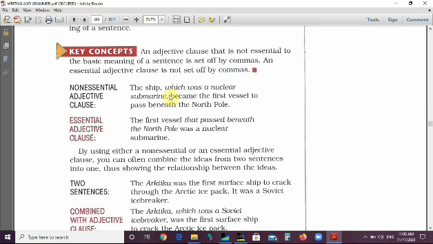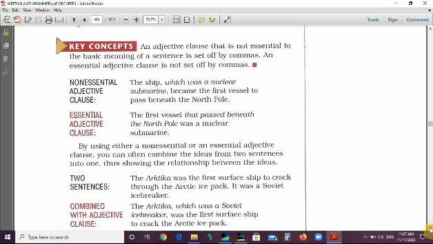Let's look at the first example. The ship Nautilus, which was a nuclear submarine, became the first vessel to pass beneath the North Pole. Here, this information can be deleted without affecting the meaning, so it's non-essential. This is why it's set off by commas. The second example: the first vessel that passed beneath the North Pole was a nuclear submarine. Here, that passed beneath the North Pole is an adjective clause and it's essential for the meaning.